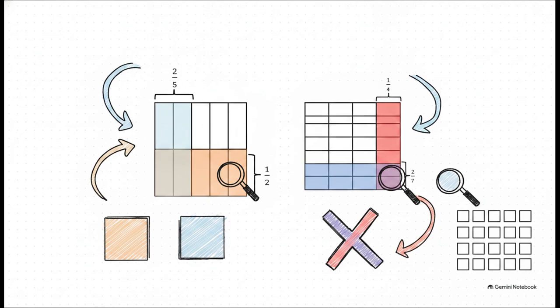And the crazy thing, this visual trick works for absolutely any fraction. Over on the left, 2/5 overlapping with 1/2 instantly shows us 2 overlapping squares out of 10 total, so 2/10. On the right, 2/7 overlapping with 1/4 shows us 2 overlapping squares out of 28 total. It is just incredibly consistent.